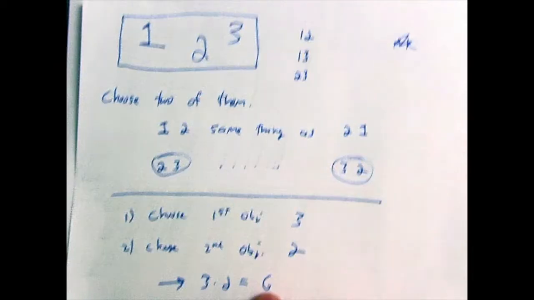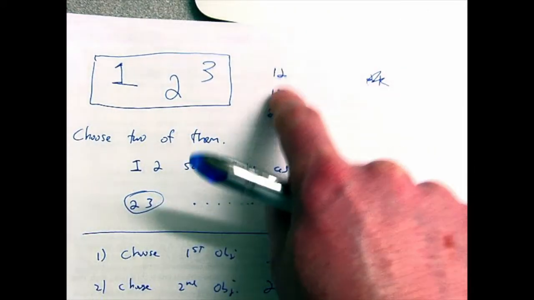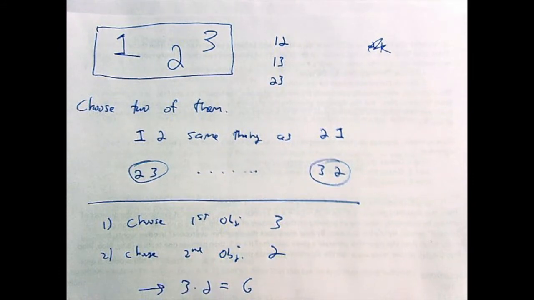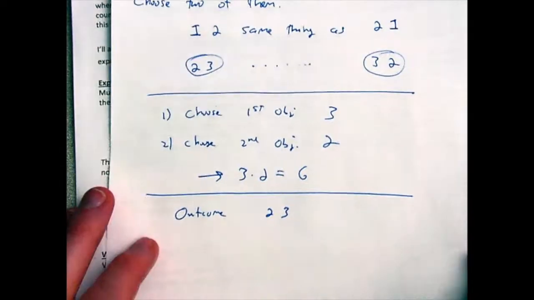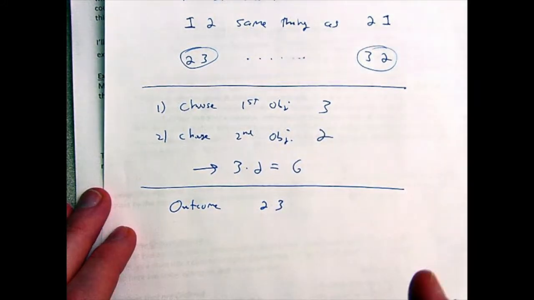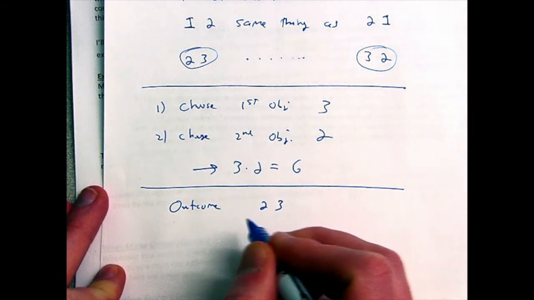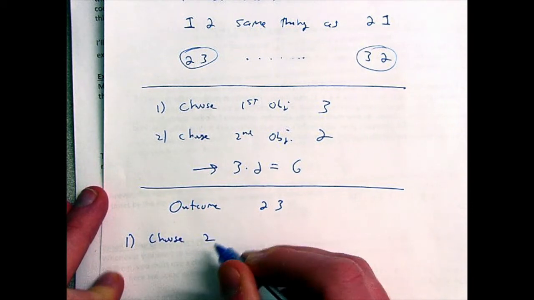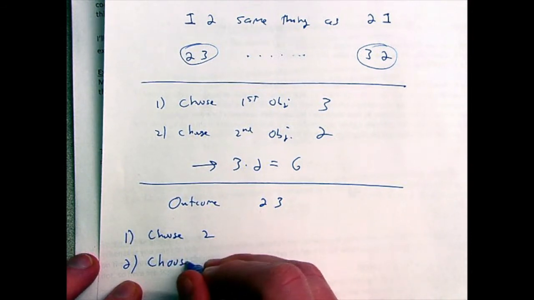Now, if you really think about why that's happening, basically every one of these genuinely different outcomes is getting counted twice by this algorithm. Okay, let's think about the outcome 2, 3. The outcome 2, 3 is actually counted twice by this algorithm. Here are 2 ways that the algorithm generates this outcome. For your first object, choose 2 as your first object. And then in step 2, what's your second object? You could say choose 3.